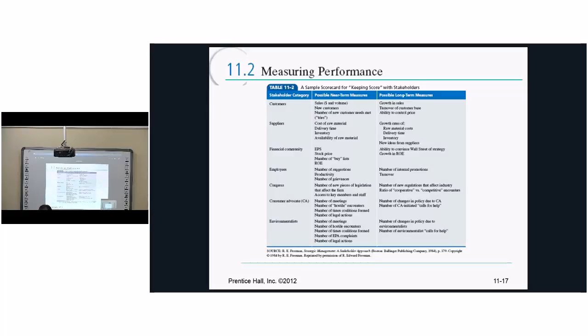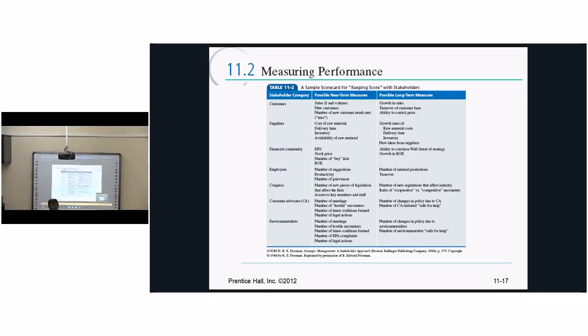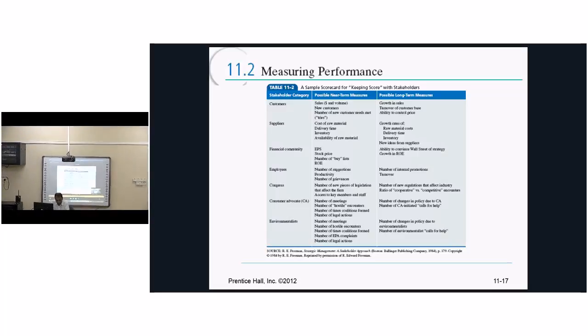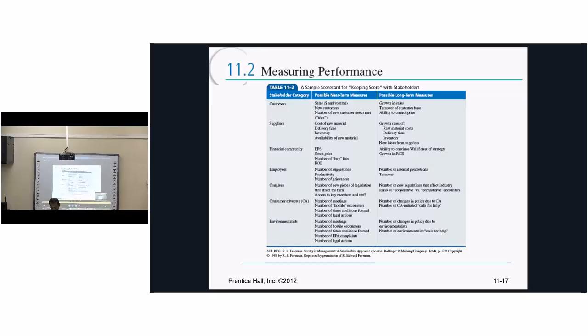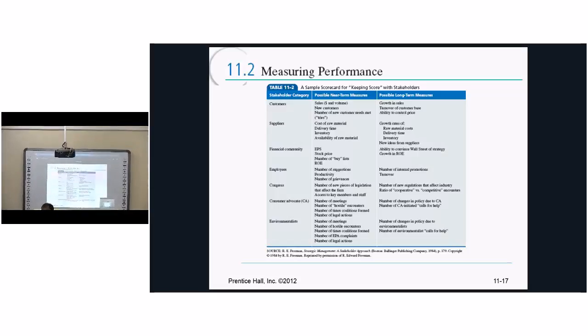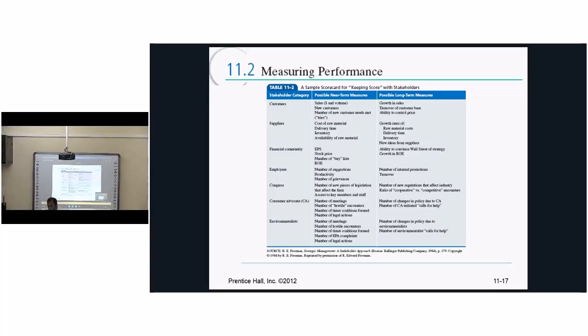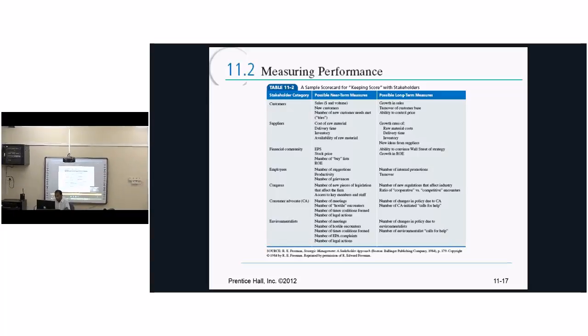And also the recent development in this particular area is something called the balanced scorecard, which I'm going to touch on in a little while. So basically, in the modern organization, when they are measuring performance, they look at two types of performance measures, short-term measures as well as long-term measures. And also they look at it from different perspectives.